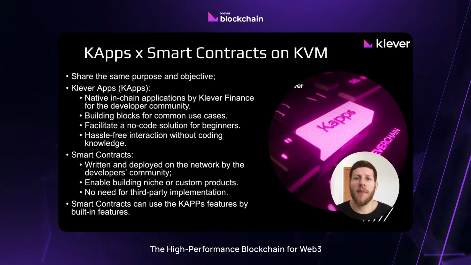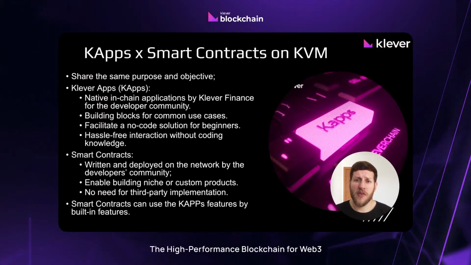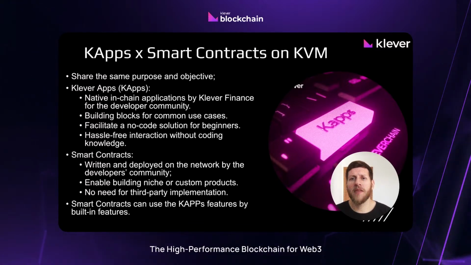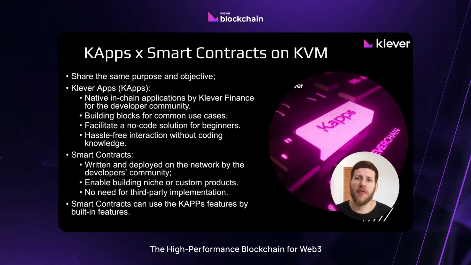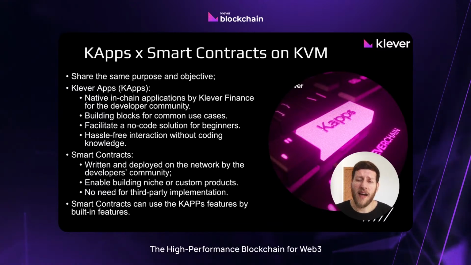Well, KApps and smart contracts share the same purpose and objectives. The difference is that KApps are built-in native applications made by Klever directly on the Klever Chain protocol. It is hassle-free with almost no coding needed for integrations, but it only covers the most common use cases and lacks personalization of flows for more complex customizable applications. Smart contracts are here to solve exactly that.